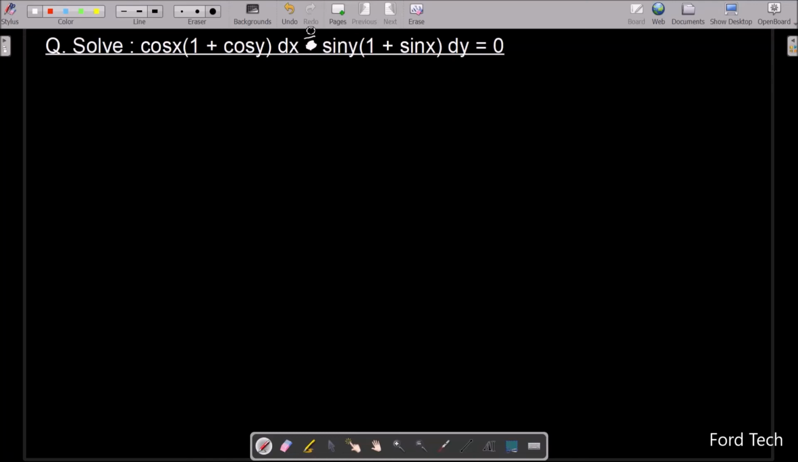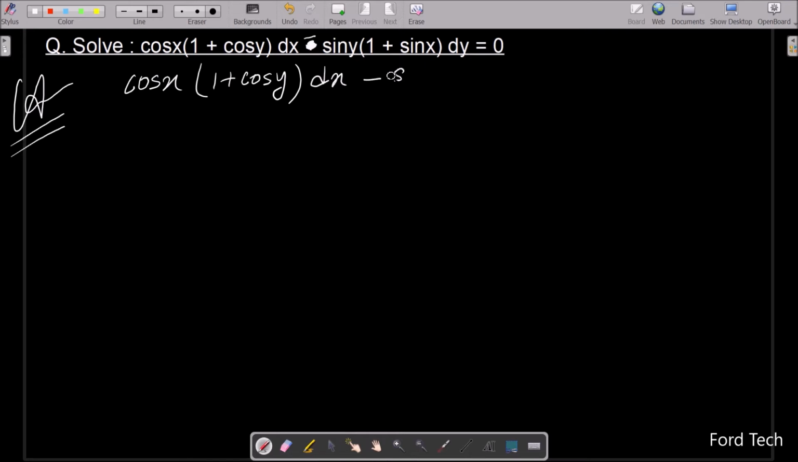In this lecture I'm going to solve this differential equation. So let's see the answer. First I'm going to write the given equation: cos x (1 + cos y) dx minus sin y (1 + sin x) dy equal to 0.